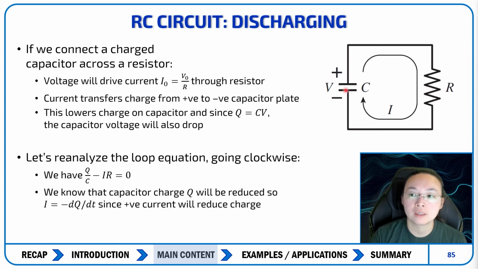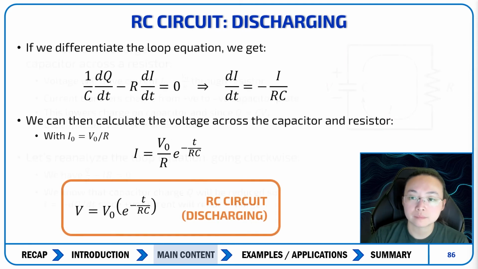So over here, you can see that the voltage of the capacitor is connected to the resistor in some fashion, and that the voltage is going to drop. So we're going to reanalyze the loop equation going clockwise again. We now have Q/C minus IR is equal to 0. We know that the capacitor charge Q is going to be reduced. So this equation is now going to be I equals negative dQ/dt instead of positive.